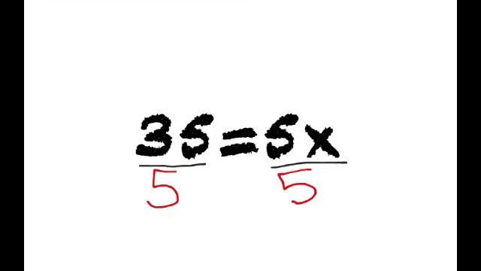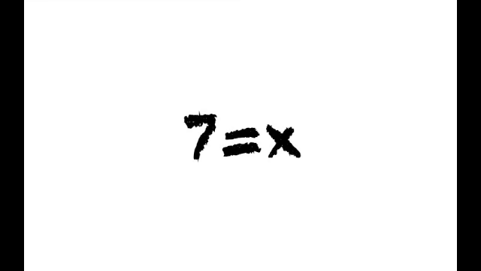Well, 5x divided by 5, the 5's cancel out, so we're just left with x, and then 35 divided by 5 equals 7. So overall, we're left with 7 equals x. And we can plug 7 back into the equation to double check to make sure we're right, but we don't have to right now. I'll do that for our last problem.